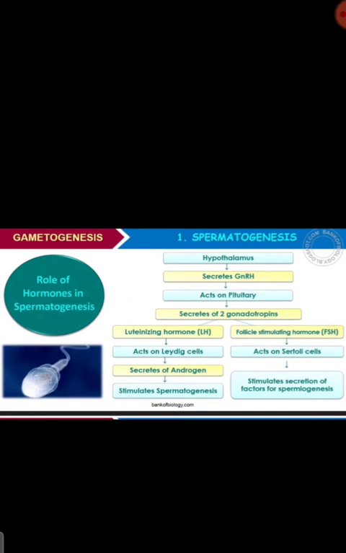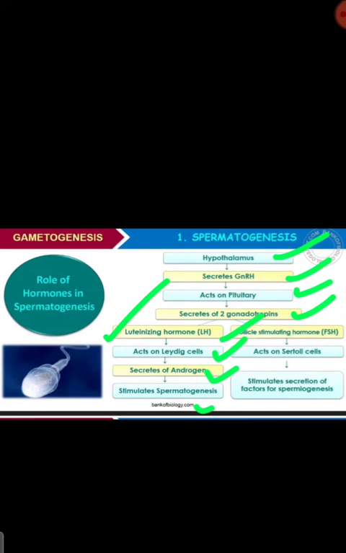Okay, so next, regulation of spermatogenesis. We have to see here, the hypothalamus secretes gonadotrophin releasing hormone, which acts on the pituitary, which secretes 2 gonadotrophins, luteinizing hormone and follicle stimulating hormone. So luteinizing hormone acts on Leydig cells, which secrete androgens, and it stimulates spermatogenesis.